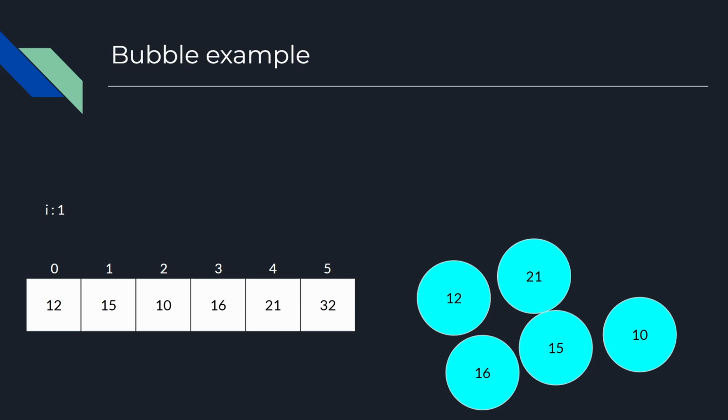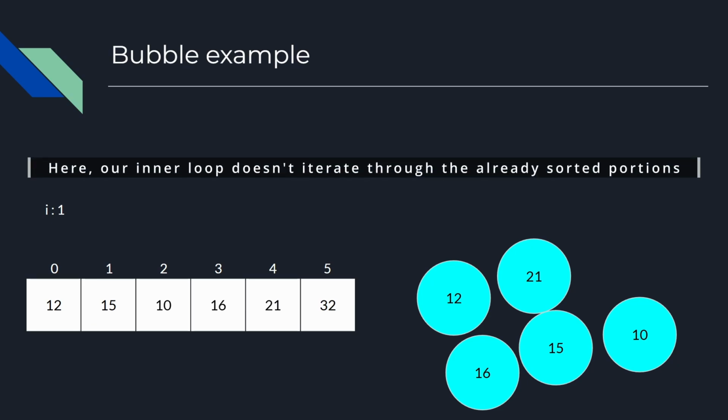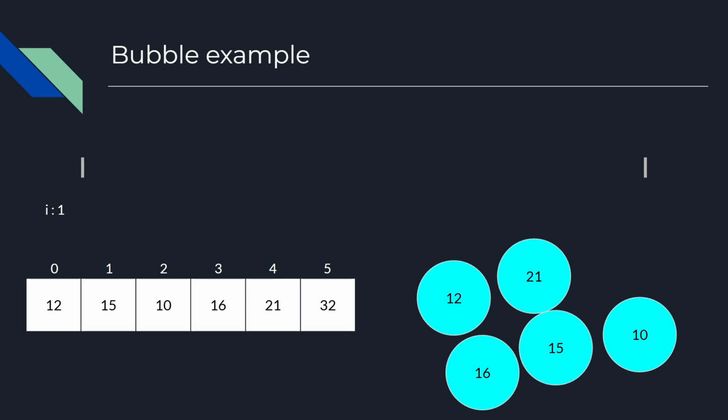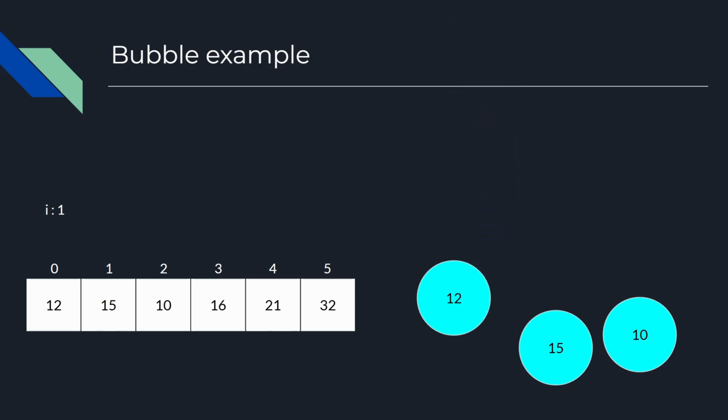So now, as we look at our array, we can see that the number 21 has reached its correct position, meaning that bubble 21 will float up to the top. And following 21, we can also see that 16 has also reached its correct position. Okay, so bubble 16 also floats to the top of the surface.